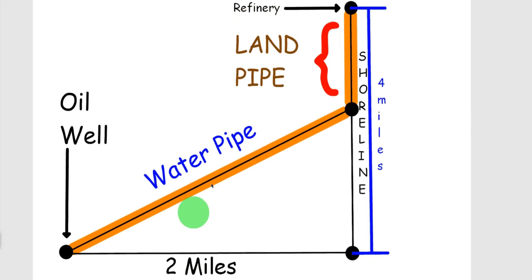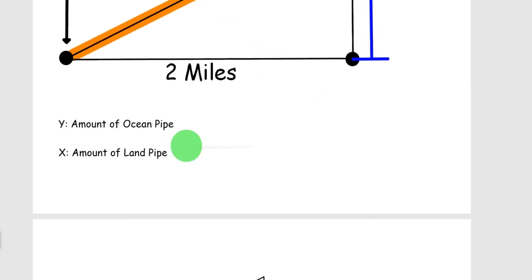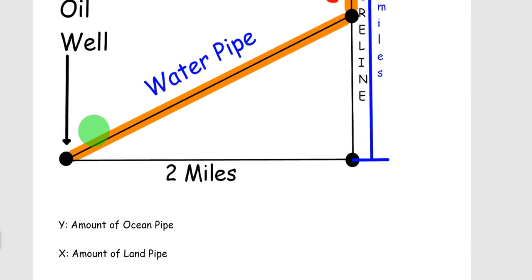Okay, so now that we've drawn a picture, let's go to step 2 and see if you can remember what step 2 was. Remember, we want to assign variables, convert words to variables. So the first thing I did was say, okay, I know there's some amount of water pipe, or ocean pipe, I'm going to lay. I'm going to call that Y.